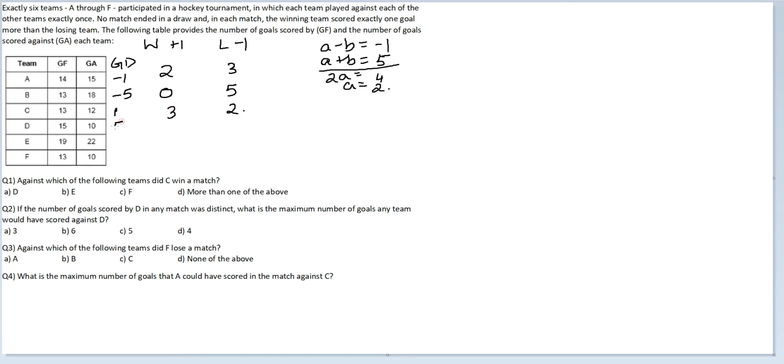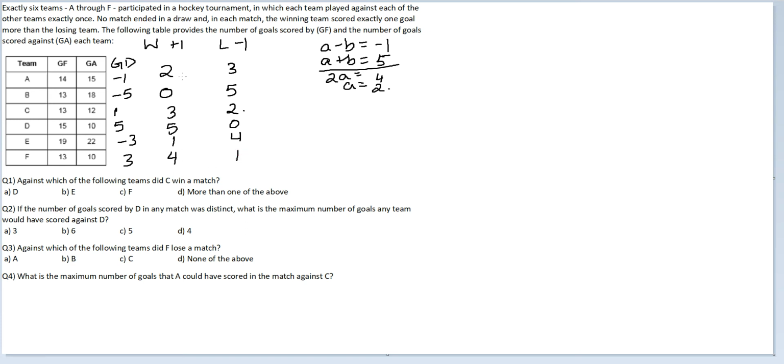For D, because the goal difference is 5, it would have 5 wins and 0 losses. For E, because the goal difference is -3, it would have won 1 match and lost 4 matches. For F, because the goal difference is 3, it would have won 4 matches and lost 1 match.